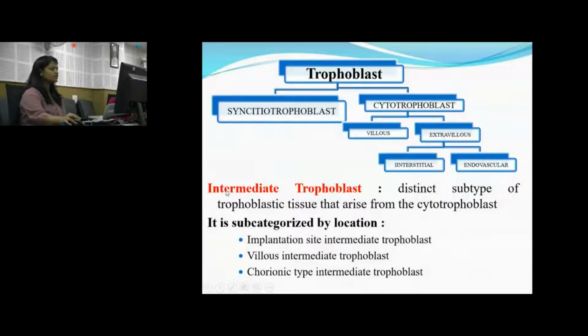There is also an important category of trophoblasts which goes by the name of intermediate trophoblasts. This is the distinct subtype of trophoblastic tissue that arises from the cytotrophoblasts, and it is categorized by the location. It is implantation site intermediate trophoblasts, villus intermediate trophoblasts, and chorionic type intermediate trophoblasts.